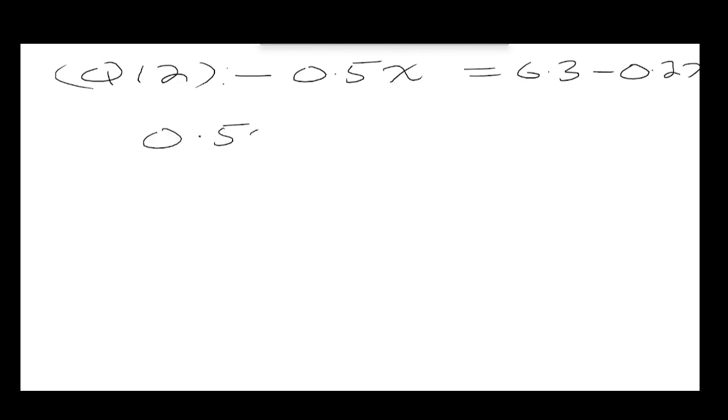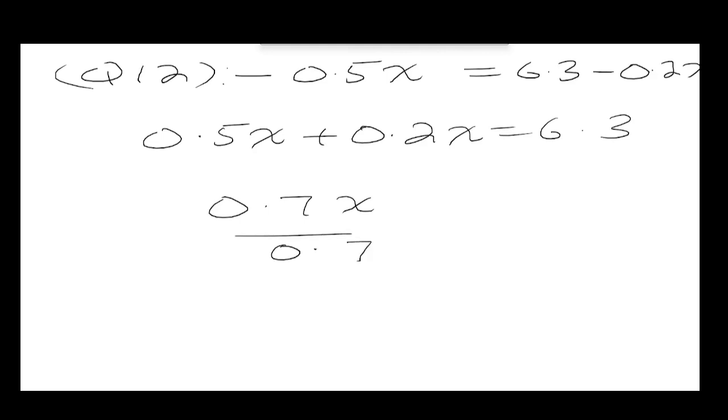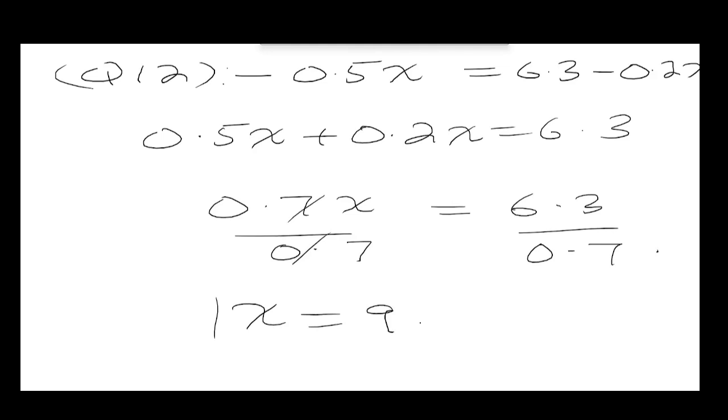We have question number 12. So question number 12 states 0.5x is equal to 6.3 minus 0.2x. So we can write 0.5x added with 0.2x. This is equal to 6.3. So 0.7x divided by 0.7 will be equal to 6.3 divided by 0.7, and x will be equal to 9. So this is our final answer for question number 12.